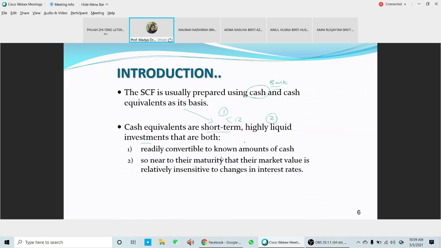Highly liquid here means that you can convert the amount of the investment to a known amount of cash. And this investment is also near to its maturity date, so the market value is relatively not sensitive to changes in the interest rate. So the investments that can be considered as a cash equivalent are short term and easy to change to cash. You can convert to cash.